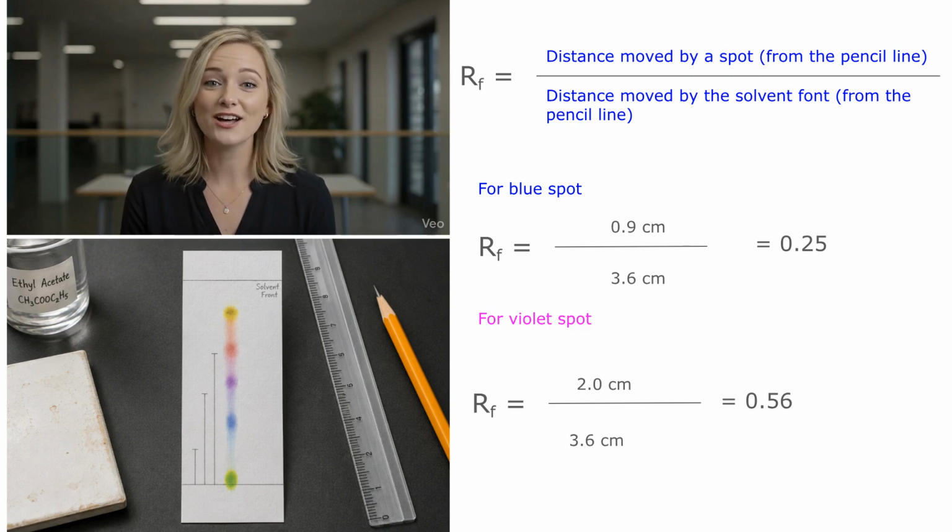In the figure, the blue spot distance is 0.9 centimeters and the distance moved by the solvent front is 3.6 centimeters. So the RF value is 0.9 centimeters divided by 3.6 centimeters. Therefore, the RF value of the blue spot is 0.25. The RF value of the other spots can be calculated by this method.